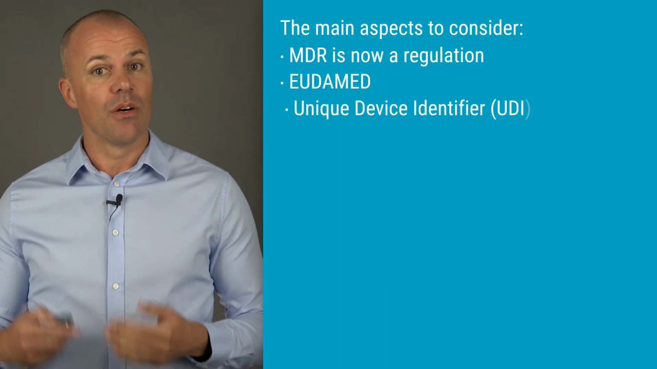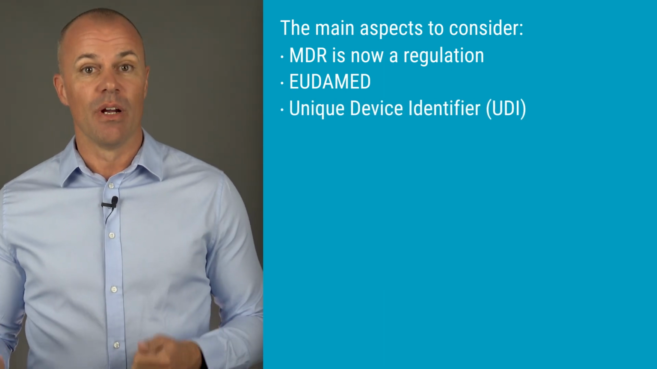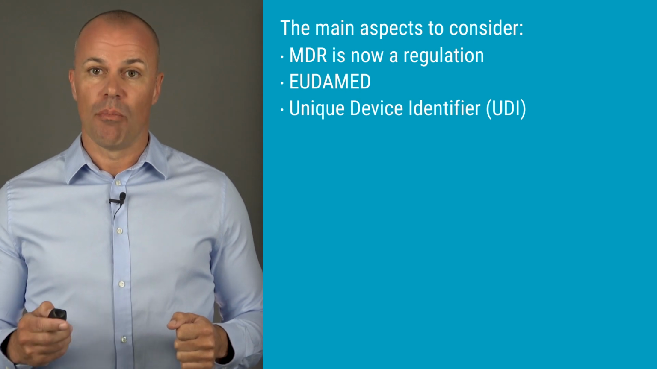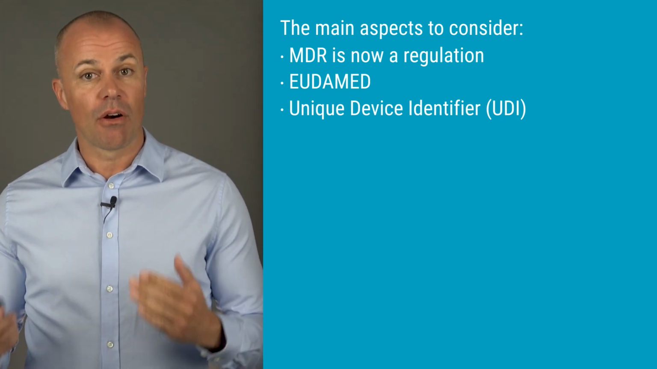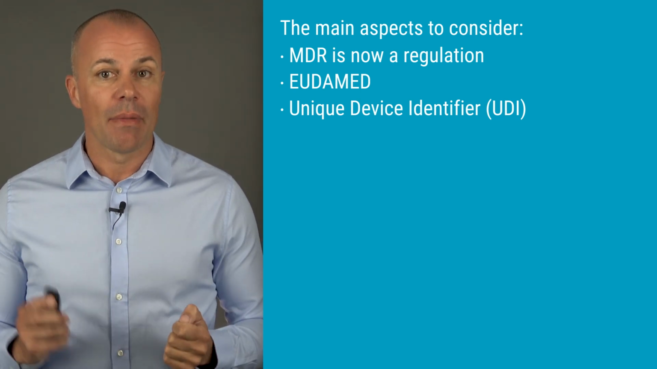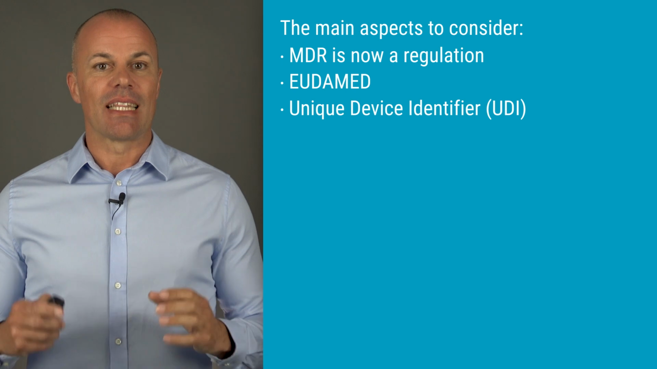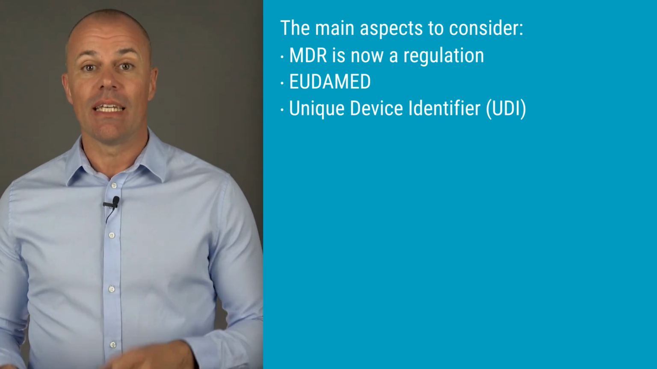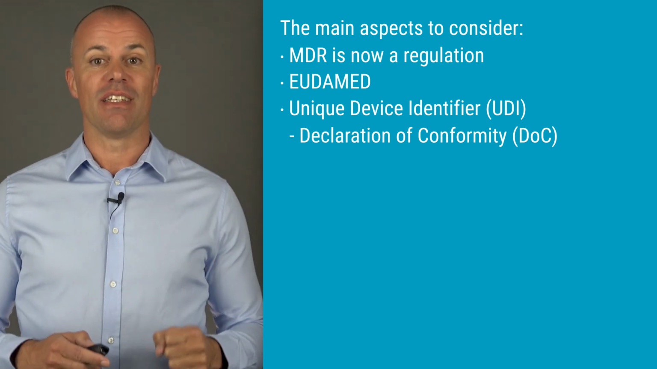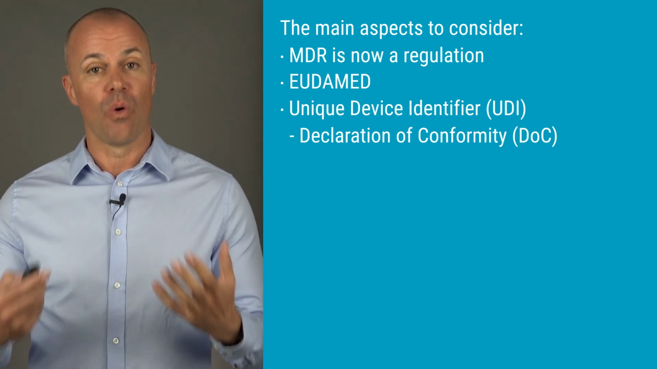Then the UDI, or Unique Device Identifier, is linked to EUDAMED, and this is quite a massive topic on its own. As a PRRC, you will probably be working with UDI to some extent, mainly since at least the basic UDI-DI is needed for the Declaration of Conformity, which is the PRRC's responsibility to draw up.